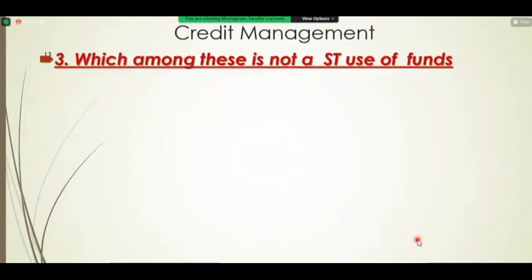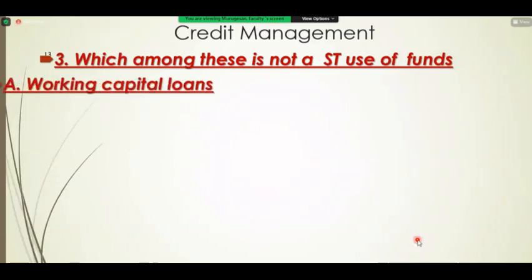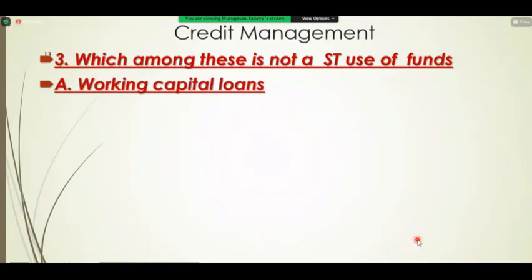Which among these, now I am coming to the use side. Which among these is not a short-term use of funds? Which is not a short-term use? You see. Working capital loan is not a use, it's a source. Okay, so A is applicable. It is not a short-term use, it's not a use at all. So A is applicable.